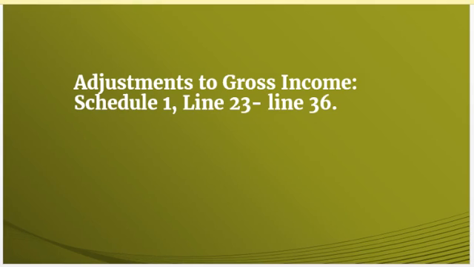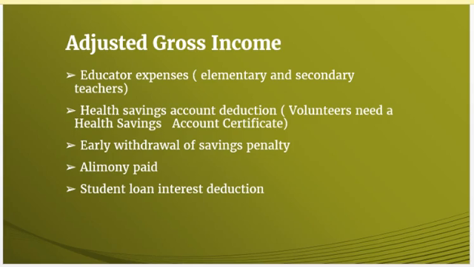This is going to be found on Schedule 1, lines 23 through 36. So all of the adjustments are found on a schedule, and that's Schedule 1. Some of the things that are going to be adjustments are educator expense, health savings account deduction, early withdrawal of savings penalty, alimony paid, student loan interest deduction. There are more than that, but for the purposes of training you for the Goodwill Taxes program, I am going to cover those basic adjustments.